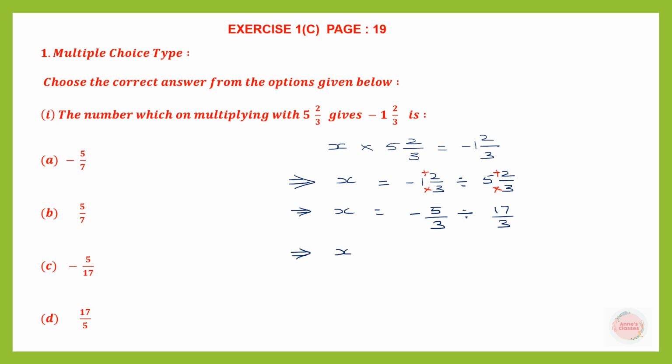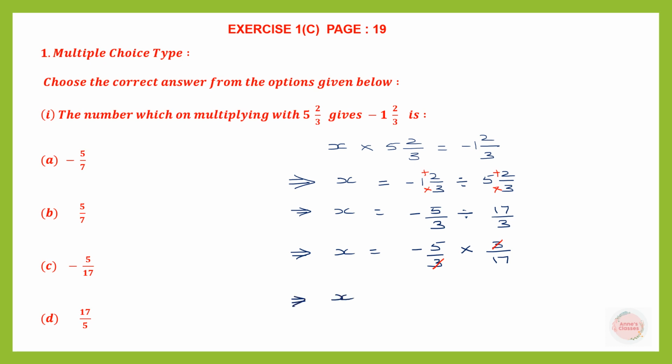So x is equal to, now this is a regular division sum. So what do we do? Write the first rational number as it is, change the division to multiplication, write the reciprocal of 3 by 17. Now let's cancel what we can. We can cancel 3 and 3. So now we have found the value of x because there's nothing else to cancel.